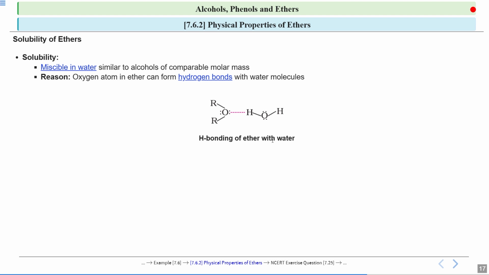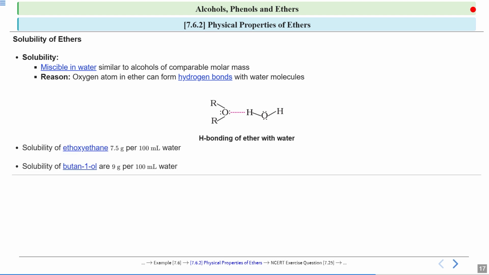Now if you look at this picture, this is your ether, that is ROR, and this is a water molecule, that is HOH. If you see this oxygen over here and this hydrogen of water, this red dotted line represents the hydrogen bonding. So there is hydrogen bonding between the oxygen of the ether and the hydrogen of water. This oxygen will have a slight negative charge and this hydrogen a positive charge, so there is attraction between them. So ether forms hydrogen bonding with water, that is why it is miscible in water.